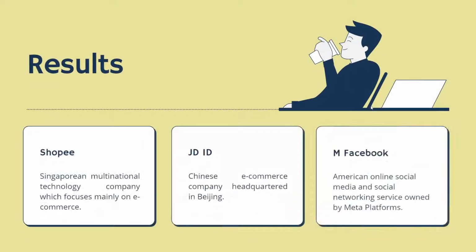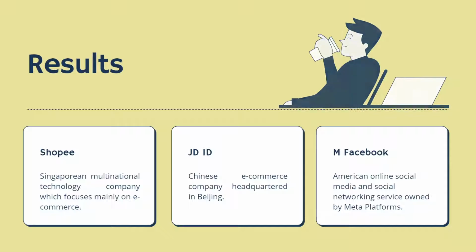Okay, the next is the result of my analysis, and there are three websites that I already analyzed. The first one is Shopee, a Singaporean multinational technology company which focuses mainly on e-commerce. The next is JDID, a Chinese e-commerce company headquartered in Beijing, and Facebook, an American online social media and social networking service owned by Meta Platforms.